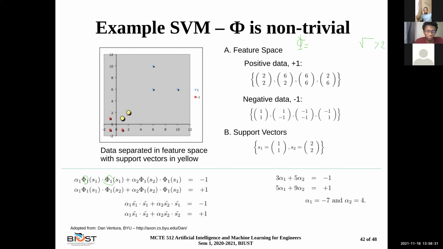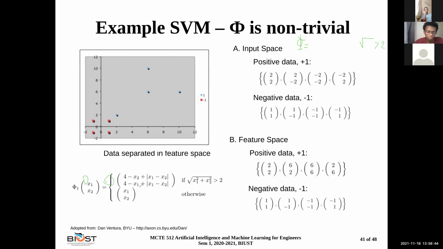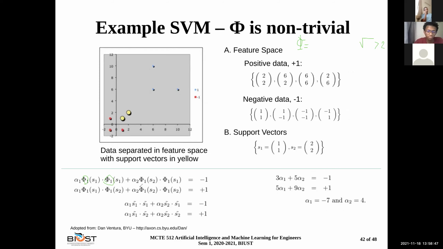So then we have to apply that transformation function. The transformation function is this one: 4 minus x2, 4 minus x1, plus the absolute value. So here the transformation for x1 is equal to 4 minus x2 plus x1 minus x2.